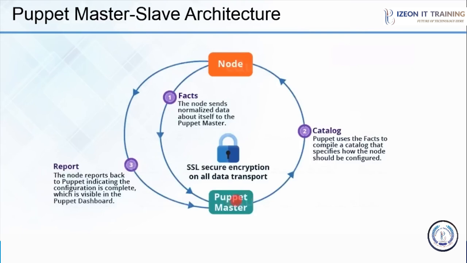The catalog is compiled by the Puppet Master and then it is sent back to the node. And then finally, the slave provides data about how it has implemented that catalog and it sends back a report. So basically the node or the agent sends the report back that the configurations are complete, and they can actually view that in the Puppet dashboard as well. Now the connection between the node or the Puppet agent and the Puppet Master happens with the help of SSL, the secure encryption, all right? We'll move forward and see how the connection between the Puppet Master and Puppet node actually happens.